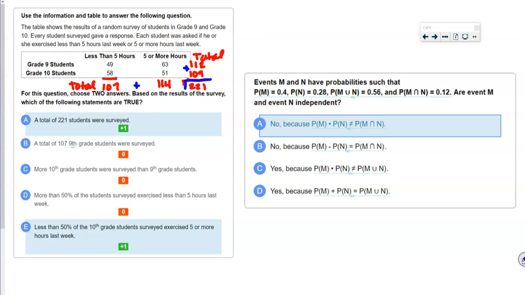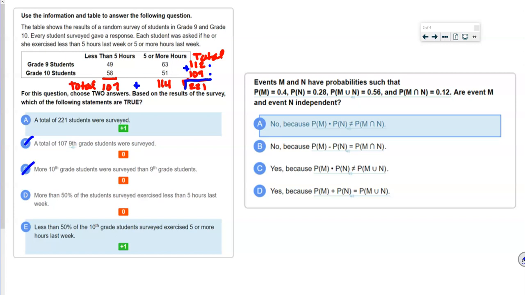So it says, for this question, choose two answers based on the results of the survey. Which of the following statements are true? So the first statement is obviously true. 221 students were surveyed because that's our total, right? It says a total of 107 ninth grade students were surveyed. Looks to me like that was 112 right there, so that's not true. Then it says more 10th grade students were surveyed than 9th grade students. That's not true because there are 112 ninth graders and 109 10th graders, so that's also not true.